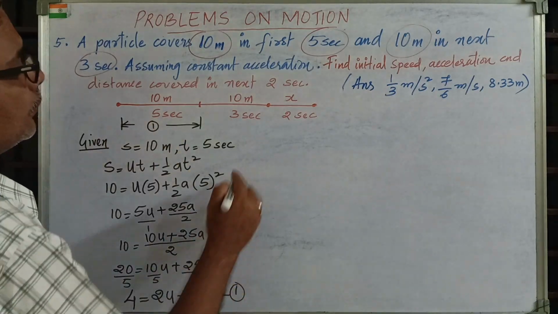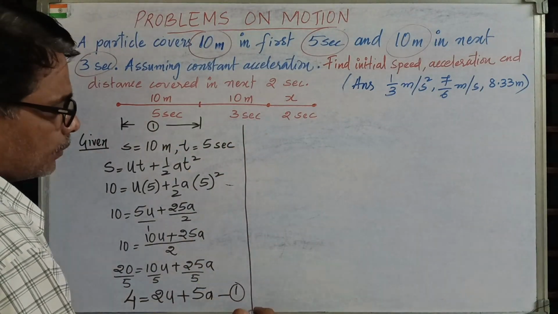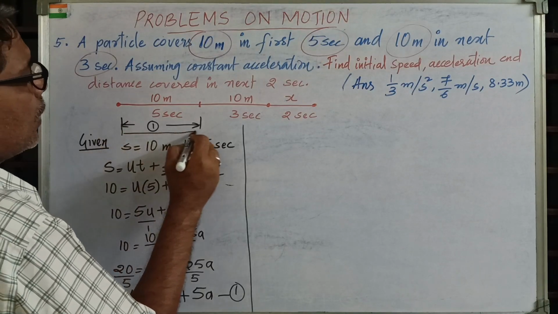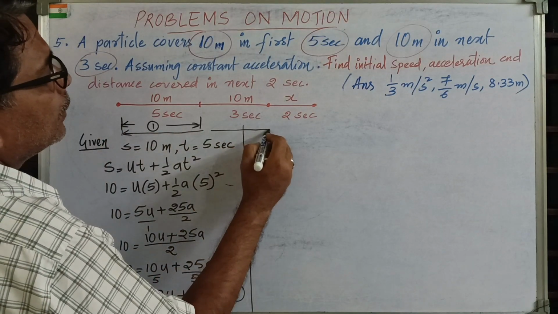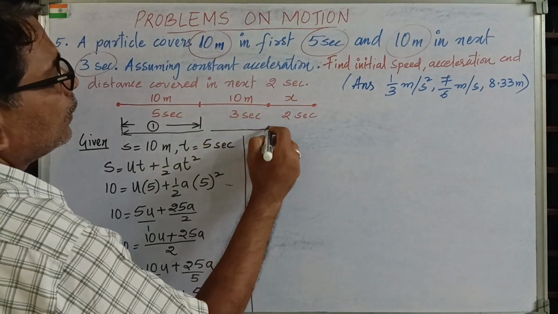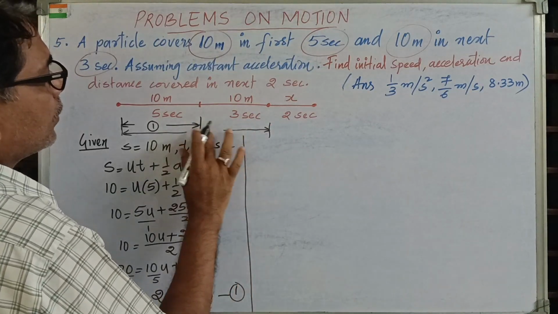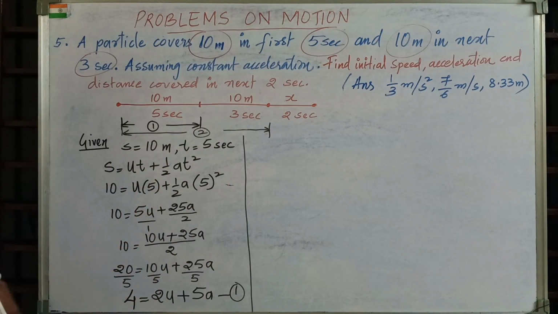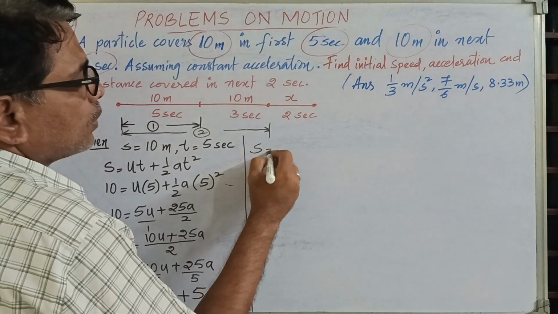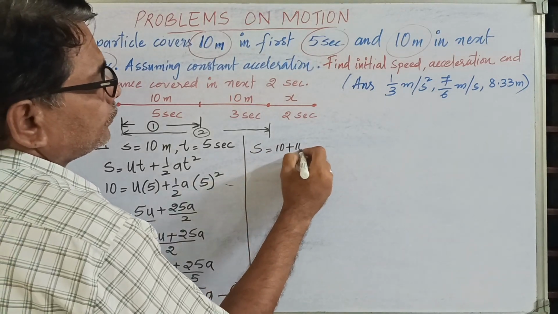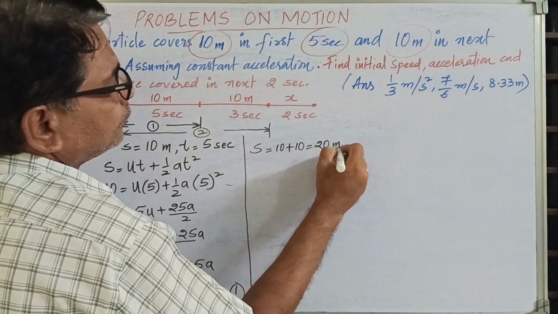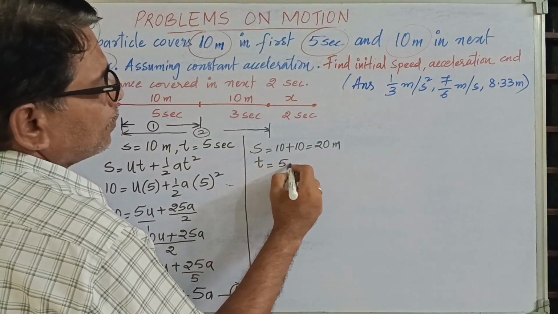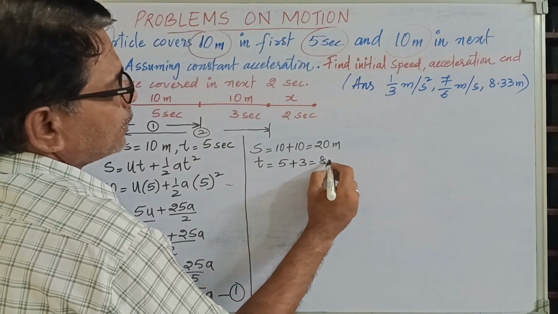First part is over. Now let us see the next part. When you speak about the next part, you need to start from the beginning till here, the whole stretch. This is your second part. To understand easily, it's better to consider it like this. The total distance now is 10 plus 10 meter, that is 20 meter. Time is 5 plus 3, which is 8 seconds.